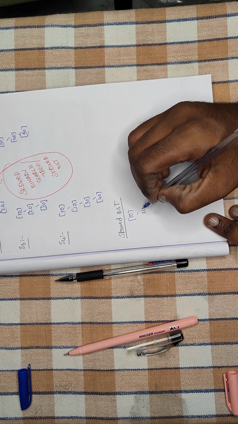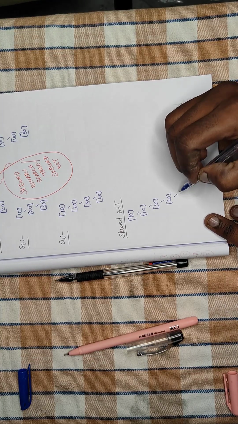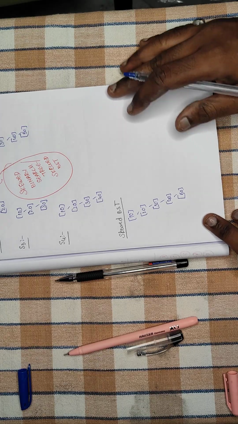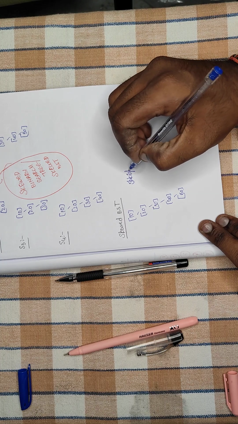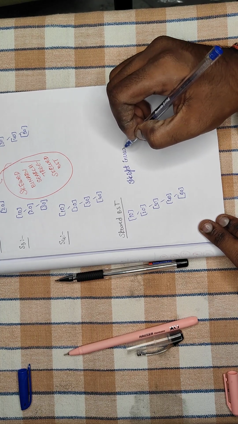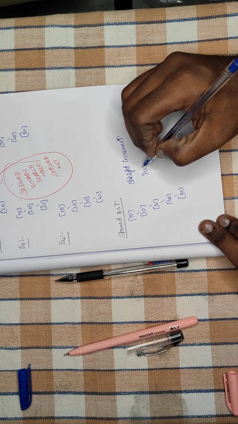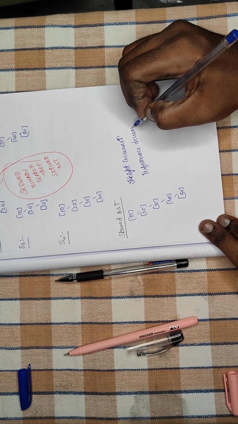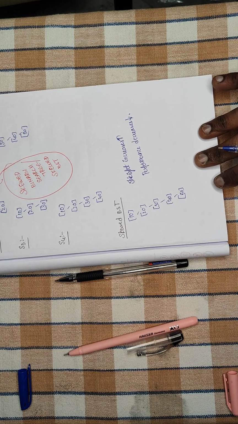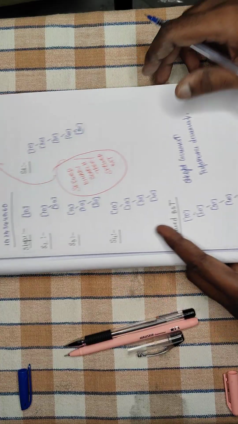Ten, 20, 30, 40, 50. Height increases. Height increases, but performance decreases. This is the problem. So now I'm going to explain why a skewed BST is a problem.